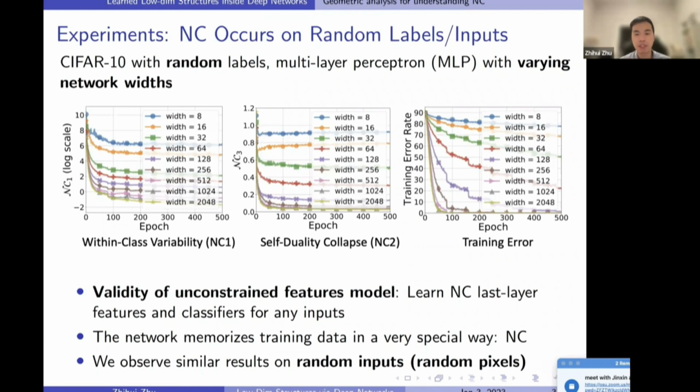On the right figures, we plot the learning curves in terms of training error. We also see that we achieve 0 training error. So, as we know, the network will memorize the training data, but it tells us it memorizes in a very special way, which means we have neural collapse properties.